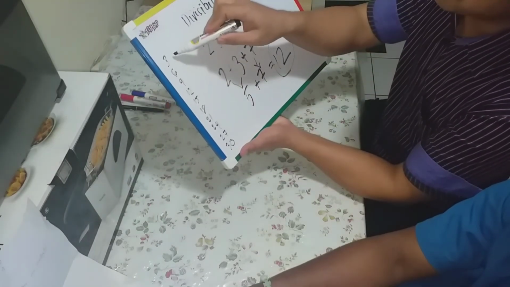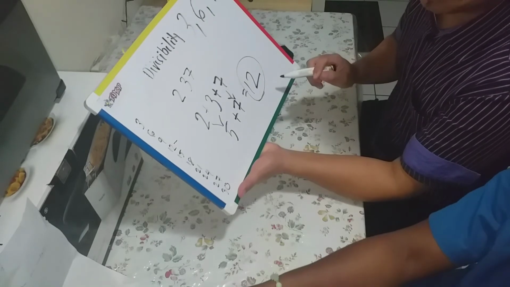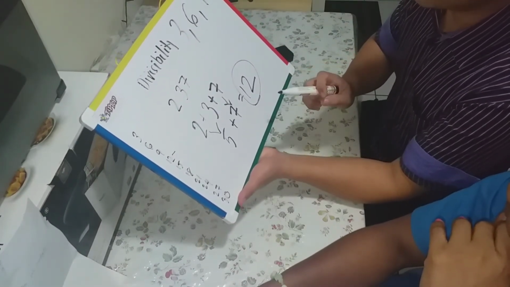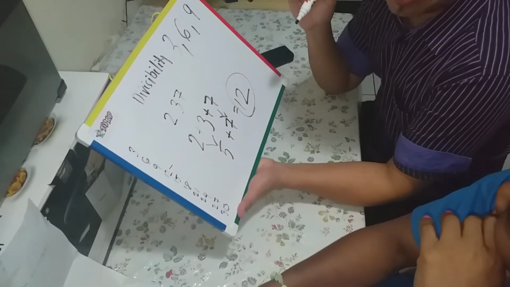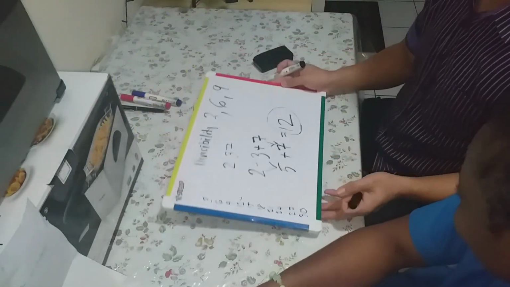Based on our skip counting, yes, we have 12. Or we can use the calculator. No, don't use the calculator. This is a shortcut way to know if a number is divisible by the numbers. It is divisible by 3 because the sum is 12. Okay, very good.